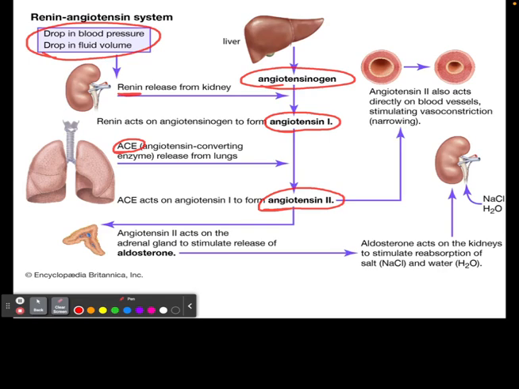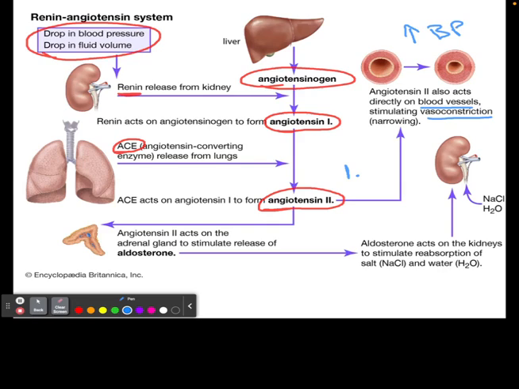From here, angiotensin 2 has two roles. The first one's in blue. Number one, angiotensin 2 directly is going to act on our blood vessels and narrow them through vasoconstriction. When we use vasoconstriction, as we discussed in previous videos, this is going to make the opening in the artery smaller and therefore increase blood pressure.